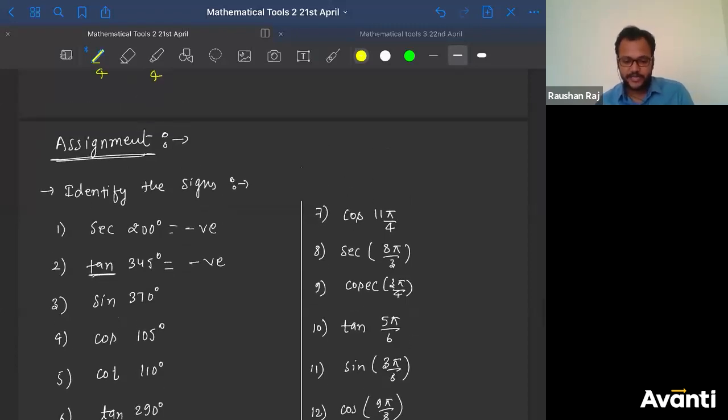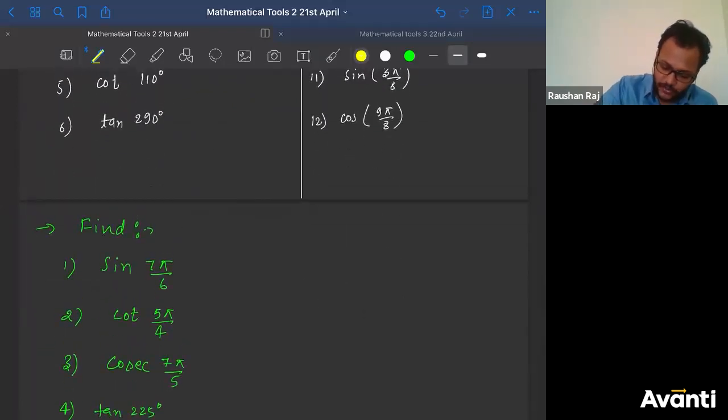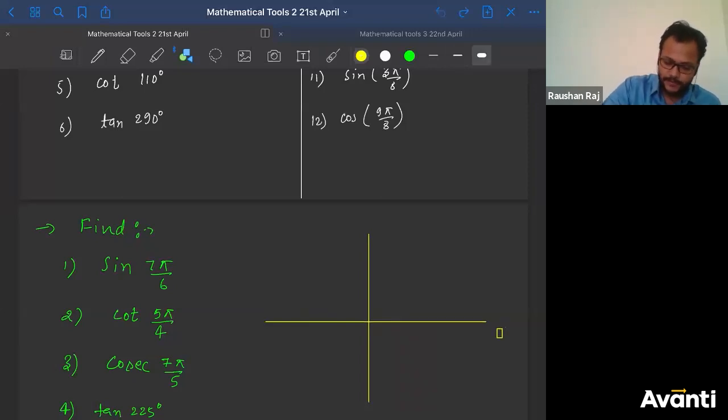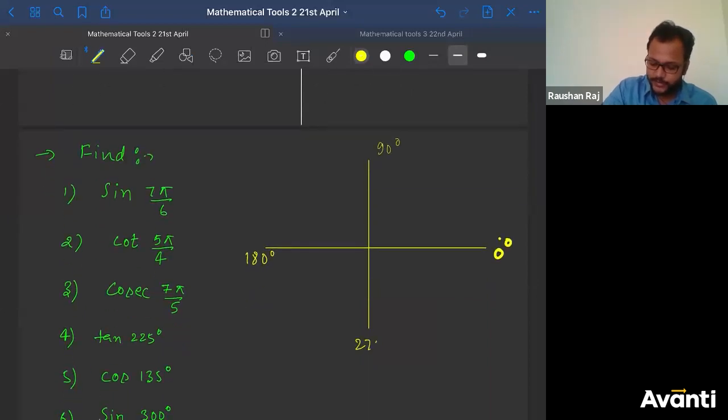How this 370 degree will lie in first quadrant. Let me write that for you. Let me draw those quadrants for you. So let us say these are the quadrants I'm talking about. This is 0 degree. This is 90 degree. This is 180 degree. And then this is 270 degree. Then again, when you come here, you will come to 360 degree.